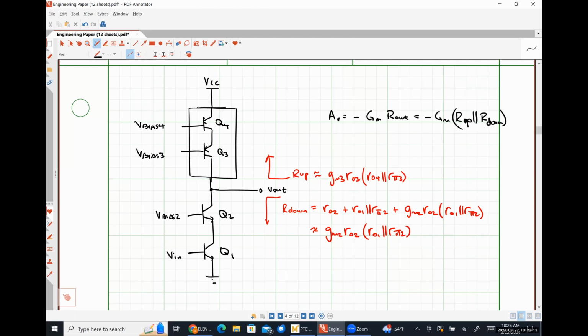All right. We've got 20 minutes left. Let's knock out MOSFET cascodes in a tight 5 minutes and then call it a day.